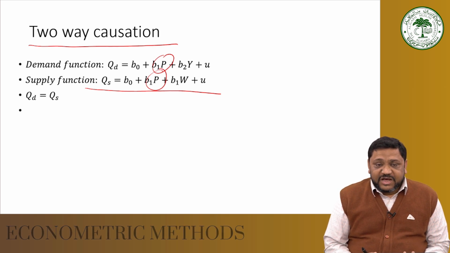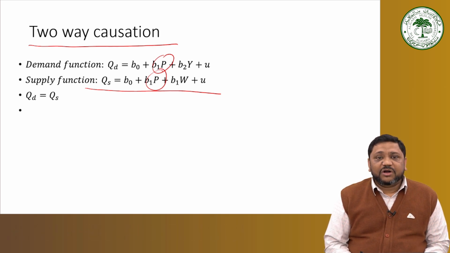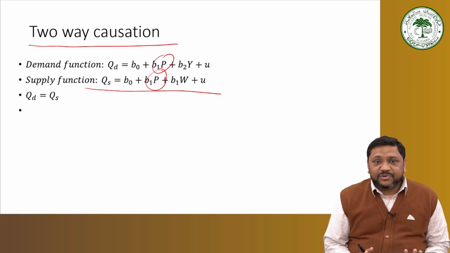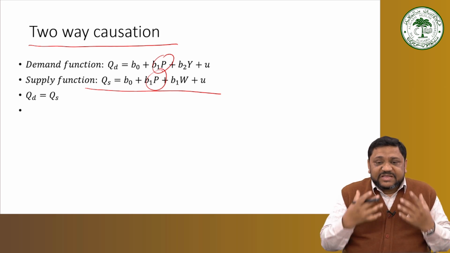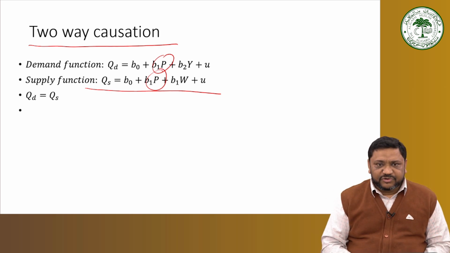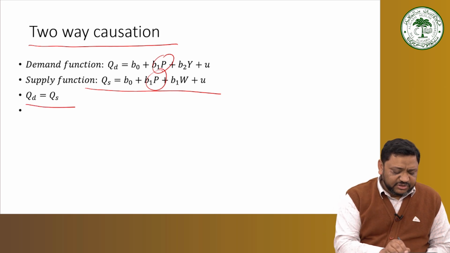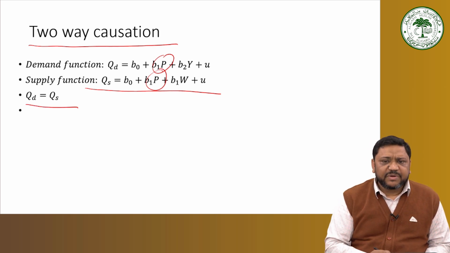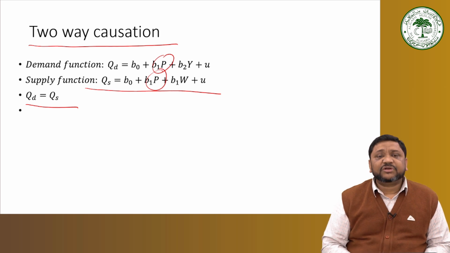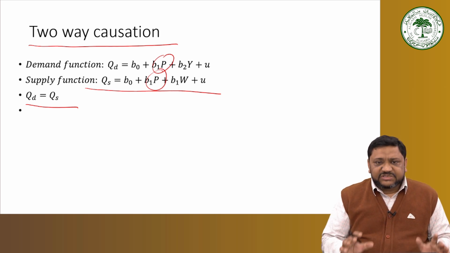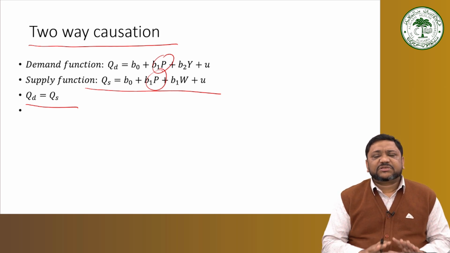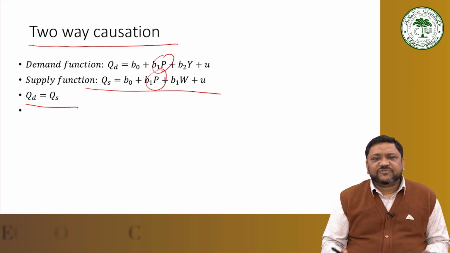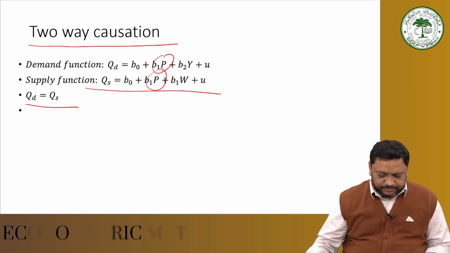So if we are studying a single equation model, this is not exactly defining the situation which is in reality. And the third equation is quantity demanded is equal to quantity supplied. Based on this, the demand function and the consumption function, when we estimate a model, this comes under the domain of simultaneous equation models.